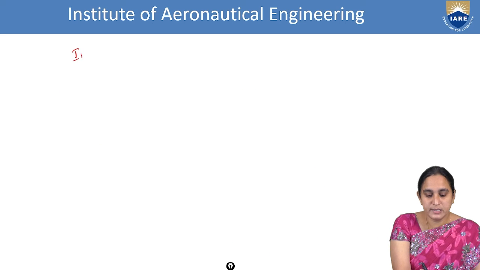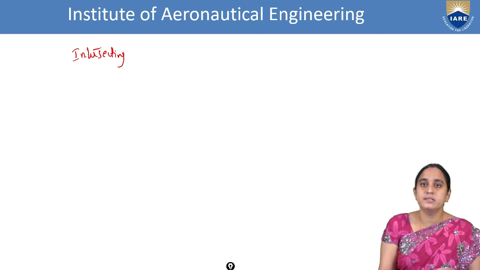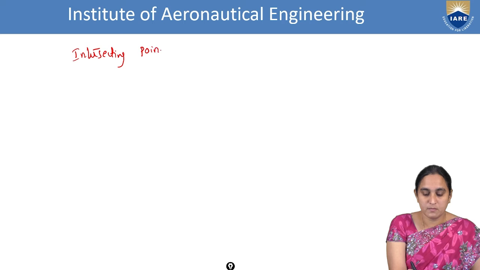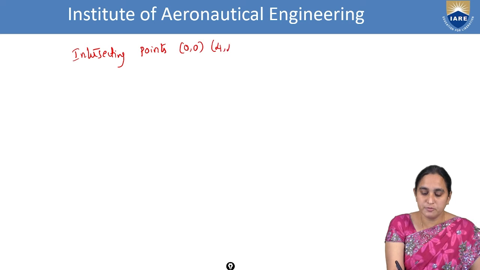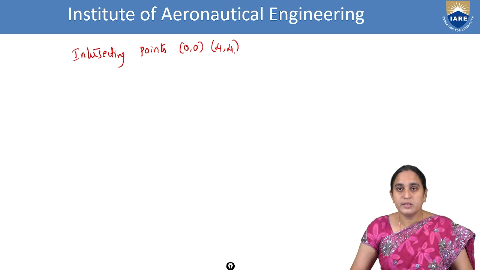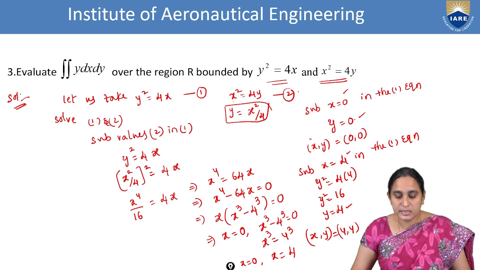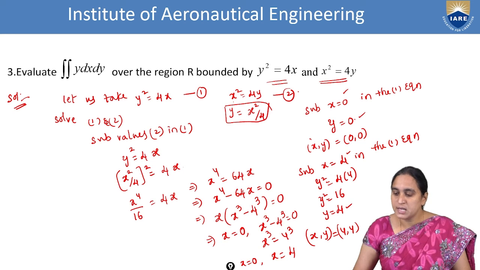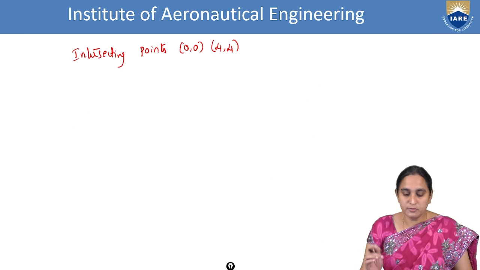Therefore, here the intersecting points are (0, 0) and (4, 4). Now I'll draw the diagram for both the curves. What are the curves here? Parabolic equations, that is y square is equal to 4x and x square is equal to 4y.